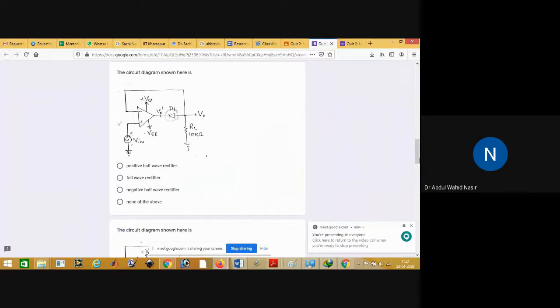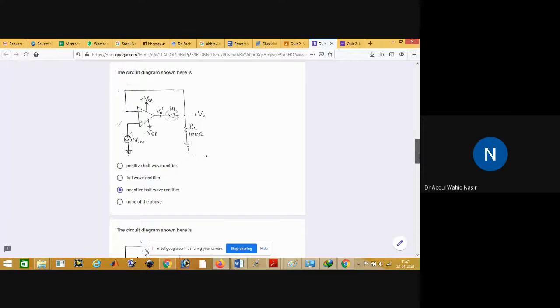And you have been asked whether this circuit diagram is a positive half wave rectifier, or a full wave rectifier, or a negative half wave rectifier, or none of these. So what is this circuit diagram? Negative half wave rectifier. Good. Why is it a negative half wave rectifier? Because it solely depends on the orientation of the connection of diode D1.